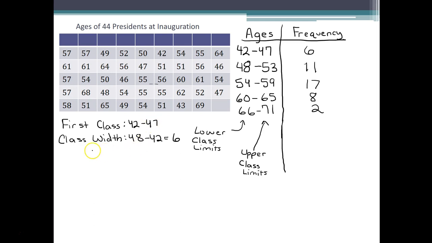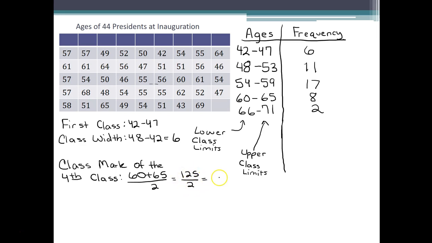Let's see, how about the class mark of the 4th class? Let's see what that's going to be. So the 4th class is 60 to 65. So you add 60 and 65 together and then divide by 2. So you have 125 over 2, which gives you 62.5. So that's the class mark of the 4th class. You can do that for any of the classes. Just add up the upper and lower class limits and divide by 2 for a class. Class mark or midpoint of a class.